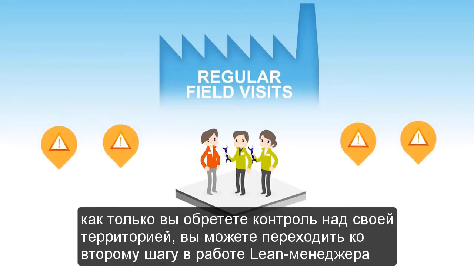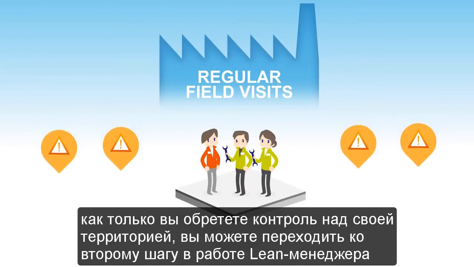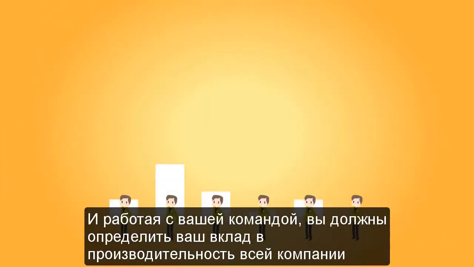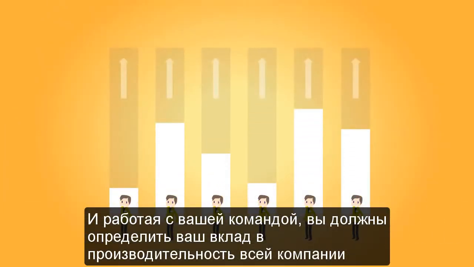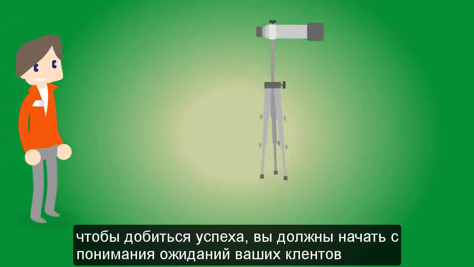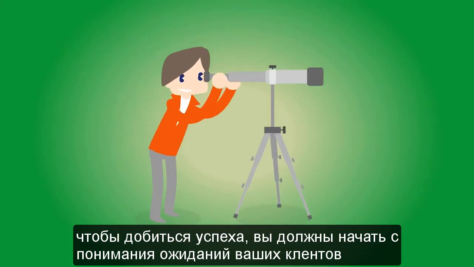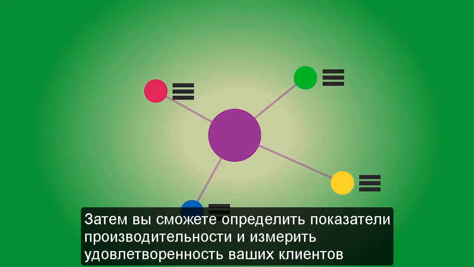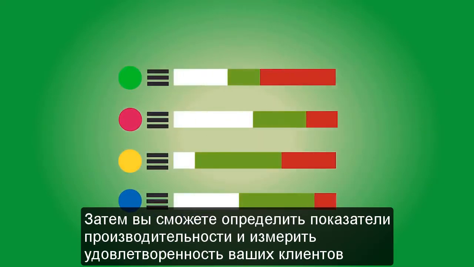Once you gain control of your area, you can get to grips with the second step of the lean manager by doing some vital work with your team in order to define and align your contribution with the performance of the company. This second step is essential as it will give meaning to all your actions and those of your co-workers. To succeed here, you must start by identifying your customers and what they expect from you. You can then define the performance indicators that measure the satisfaction of your customers.